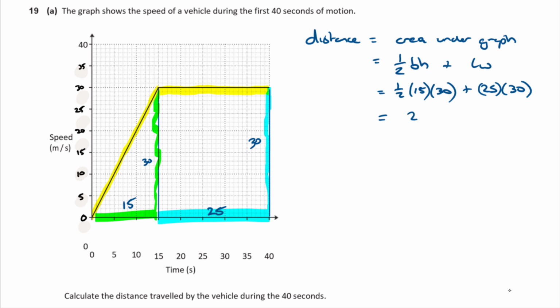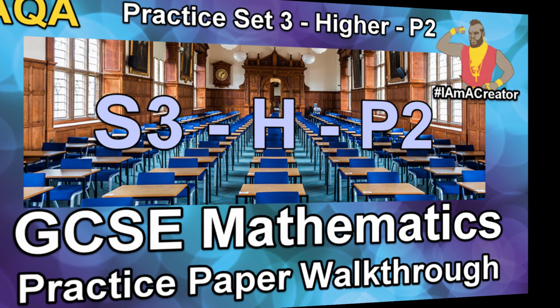So half of 15 times 30, what's that then? That's 225 plus 25 times 30, 750, added together, that is 975. What's the units? We've got meters per second and seconds, so that's going to give me meters then. It's 975 meters.